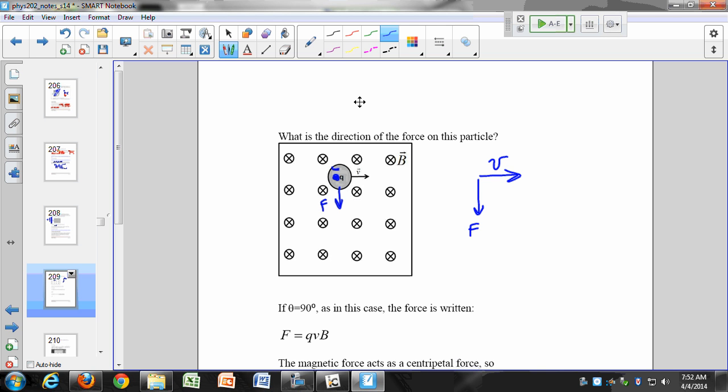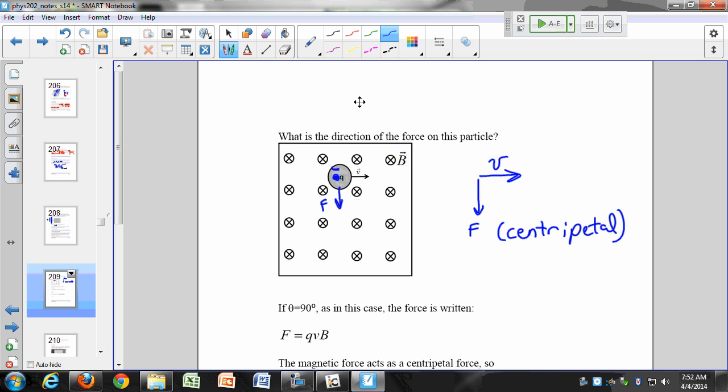We call this type of force what, when it's perpendicular to the velocity? We said this previously, but what specific type of force is this? A centripetal force, right. So this is a centripetal force. It's perpendicular to the velocity vector, and it's going to cause the charge to move in a circular pattern.